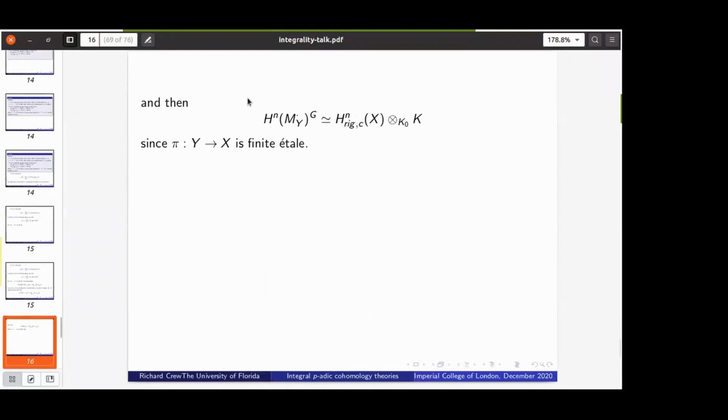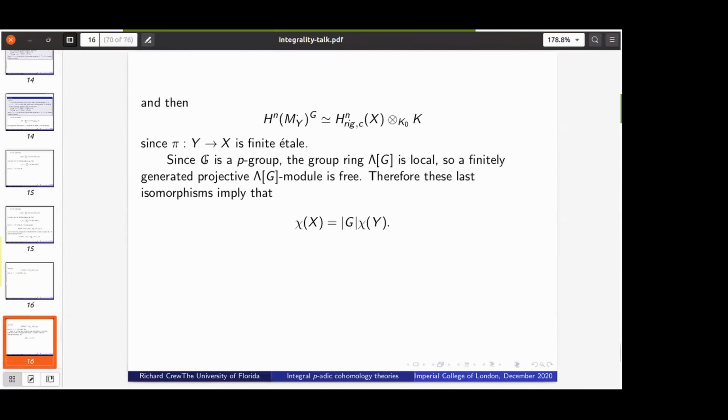And if I take G invariants, I should have tensored with K over here, so G invariance is exact. I will get now the rigid cohomology with compact supports of X, again with its scalars extended up to K. This is because pi is a finite étale morphism from Y to X.